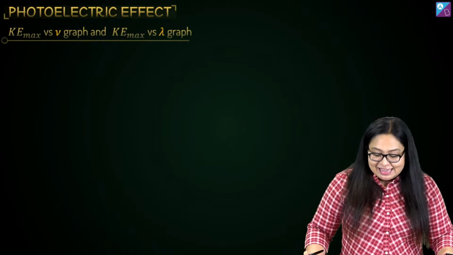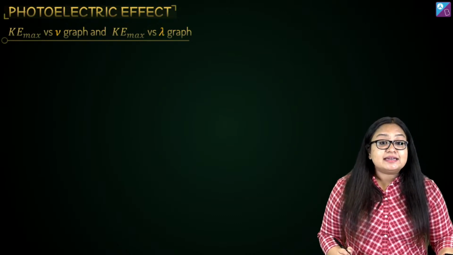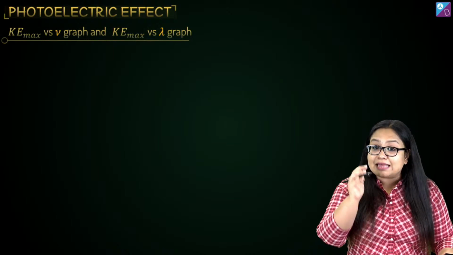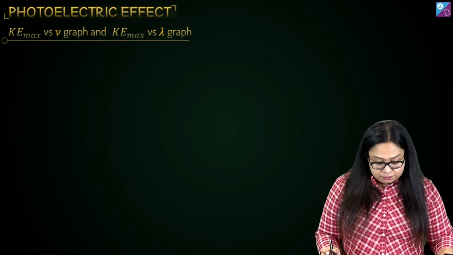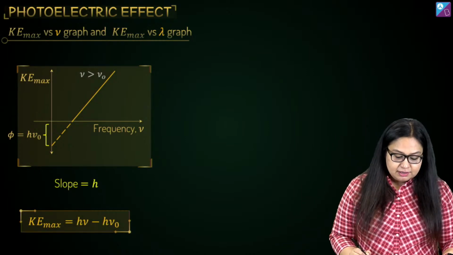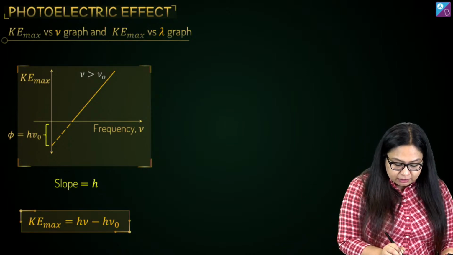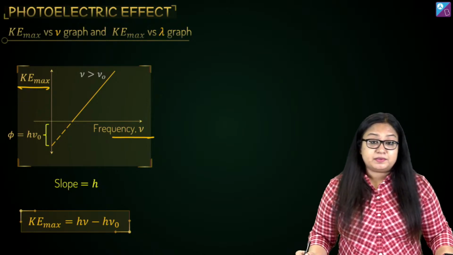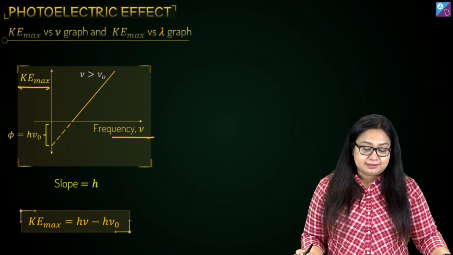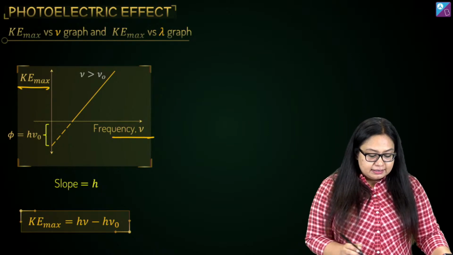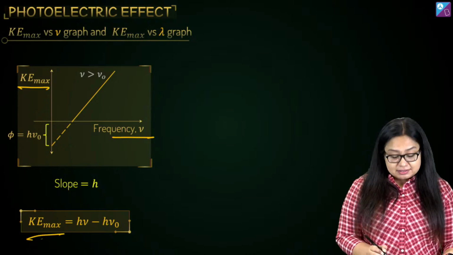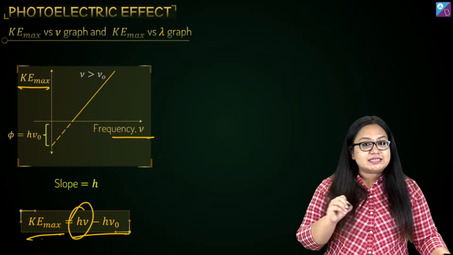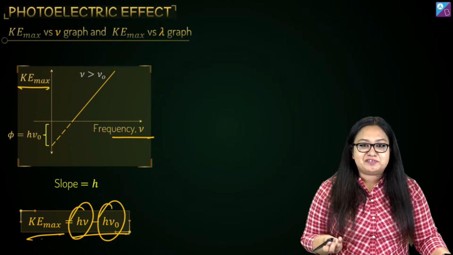Now, let's look at graphs as well, because these types of questions, identifying graphical relations, also come in NEET. So, do remember this. What is the graphical representation between maximum kinetic energy and the frequency of the photon that was incident? We can see that the relation is KE max equal to h nu minus h nu naught, where h nu is the energy of the incident photon and h nu naught is the work function.